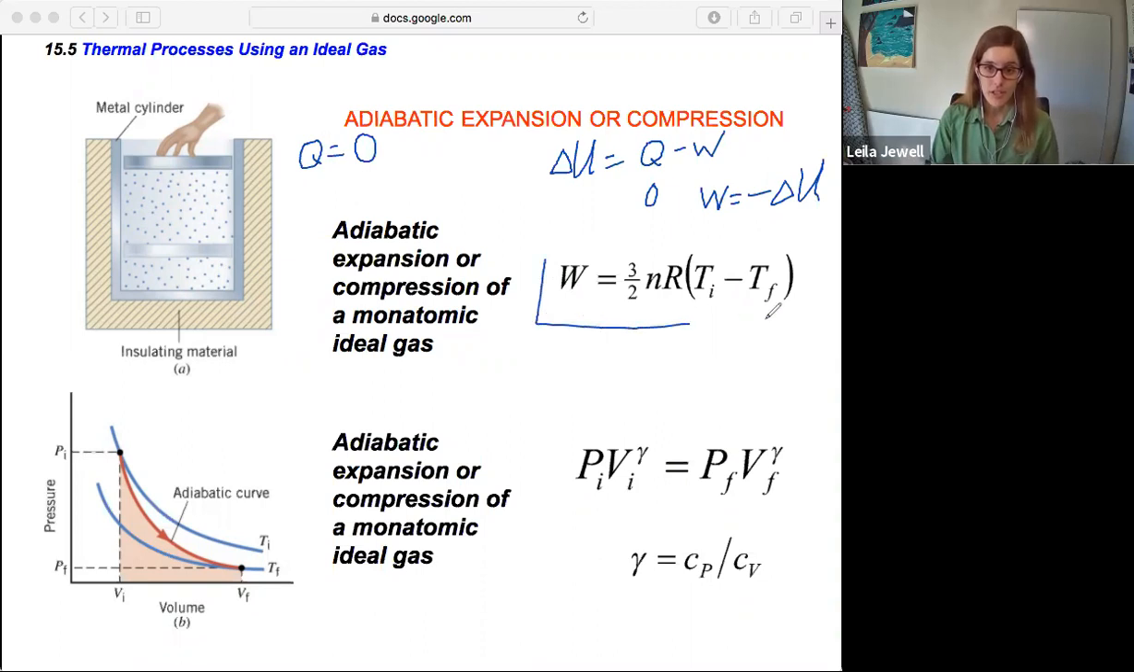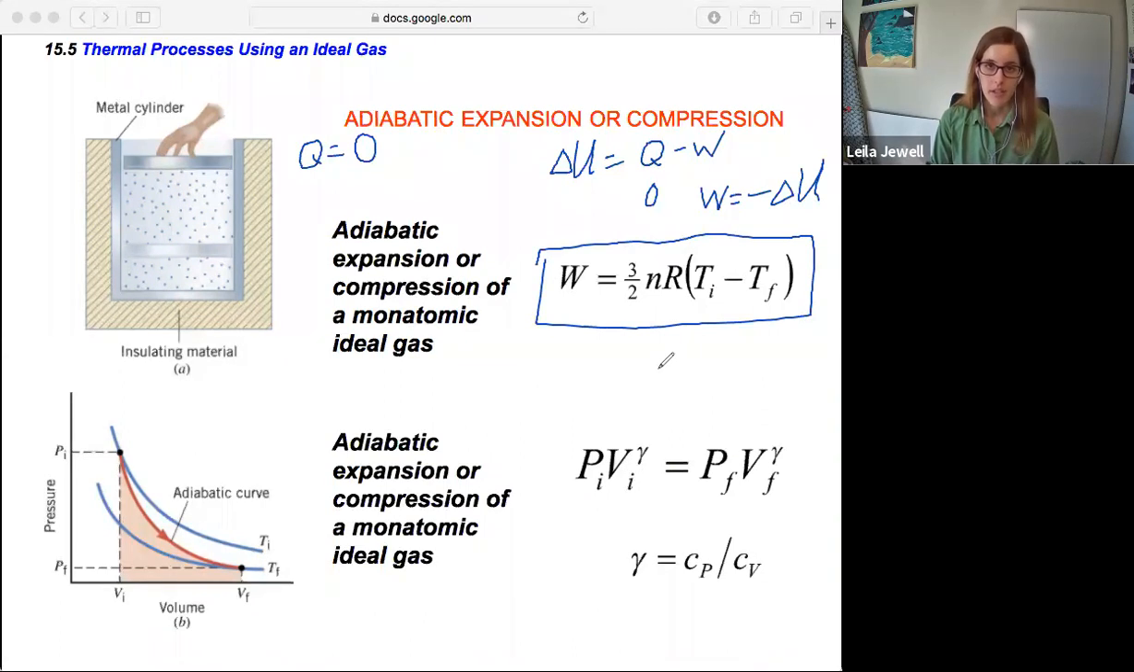So this is an equation you need to be careful to keep straight. If you really don't like doing initial minus final, you can put a negative sign out in front. You'll get the same result. But note the order here. It does matter, and it comes from the first law. It's not just an arbitrary switch. So that's how we can figure out the work done in an adiabatic expansion or compression of this ideal monatomic gas.